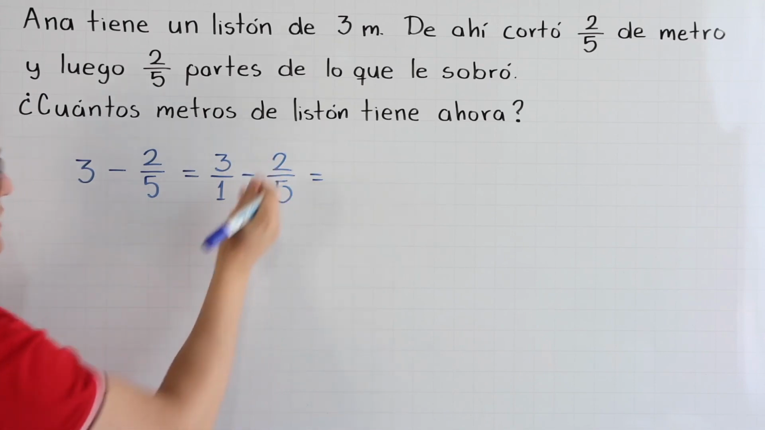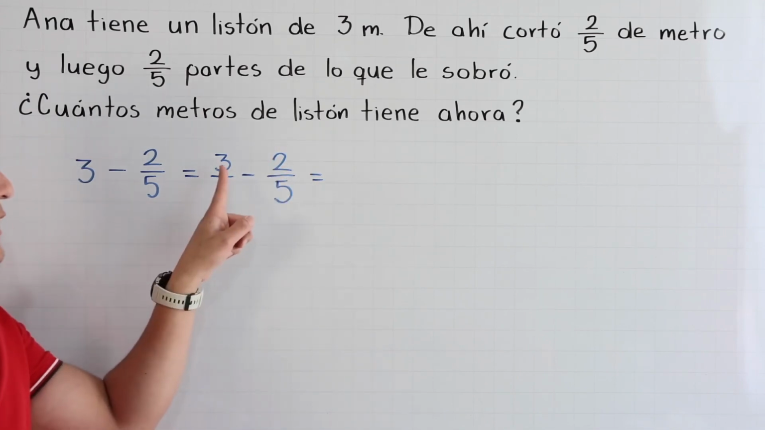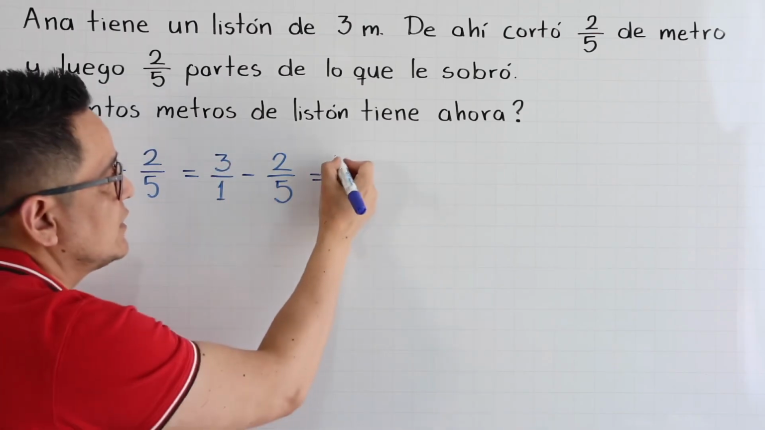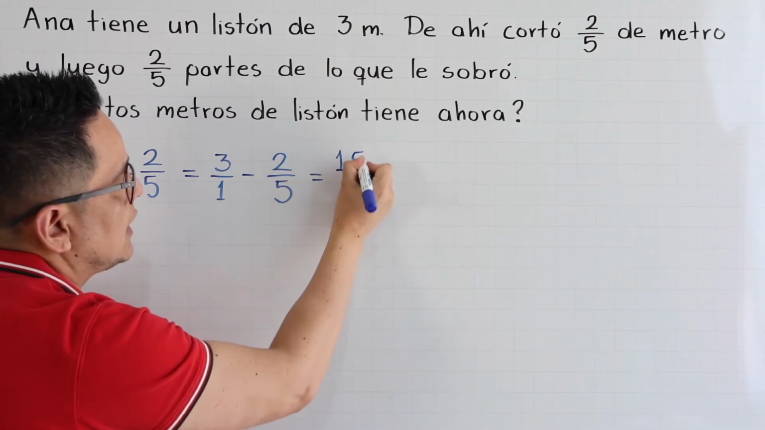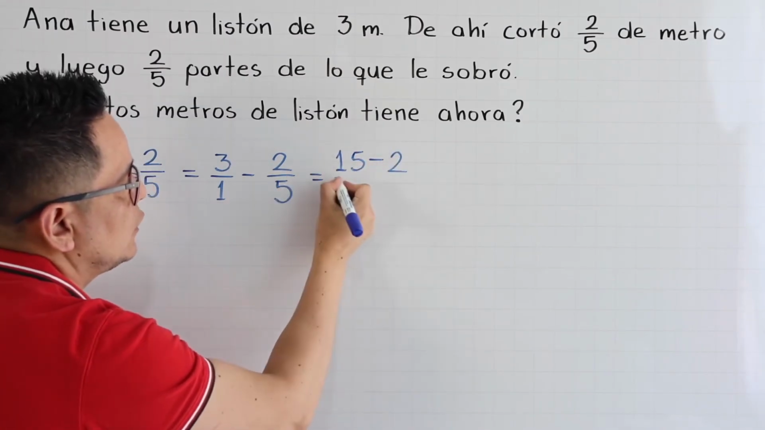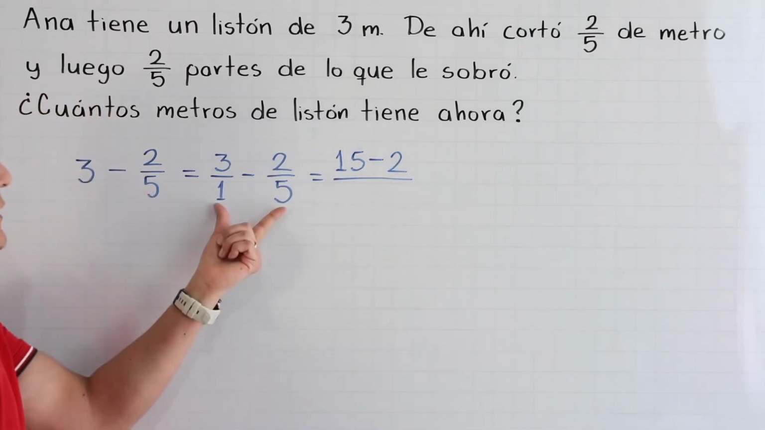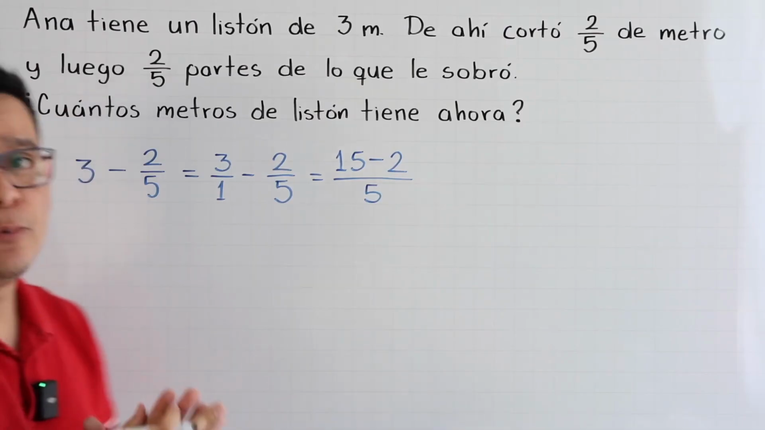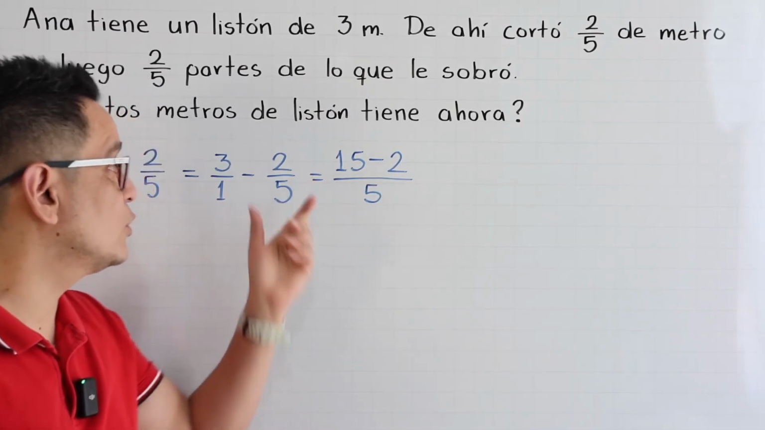Let's solve it. We'll do this subtraction using the butterfly method. For this, we have to multiply diagonally. 3 times 5 equals 15. We write it down, then it would be minus 1 times 2, which equals 2. And then we're going to divide this by 1 times 5, which equals 5. You can also solve it using another method, but I'm doing it with the butterfly method.